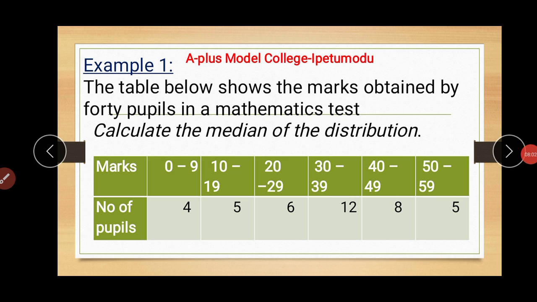Now look at this example. The table below shows the marks obtained by 40 pupils in a mathematics test. Calculate the median of the distribution. We are given this table and asked to calculate the median. 0 to 9, 4; 10 to 19, 5; 20 to 29, 6; and so on, 50 to 59, 5. So we want to calculate the median.